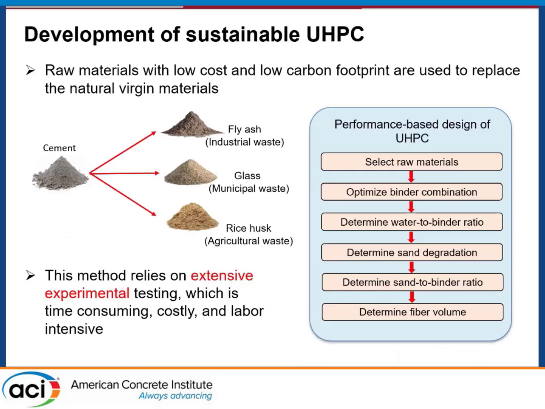So to develop UHPC with sustainability, the typical way is to replace the cement especially, and steel fibers, with low carbon and low cost materials. For example, cement is intensively studied to be replaced by industrial waste like fly ash, municipal waste like glass, and agricultural waste like rice husk ash. But whenever we incorporate new types of waste or new materials into the UHPC system, we have to conduct extensive experiments to test and confirm the performance of the new materials. And that involves a lot of experimenting, which is time-consuming, costly, and labor-intensive.